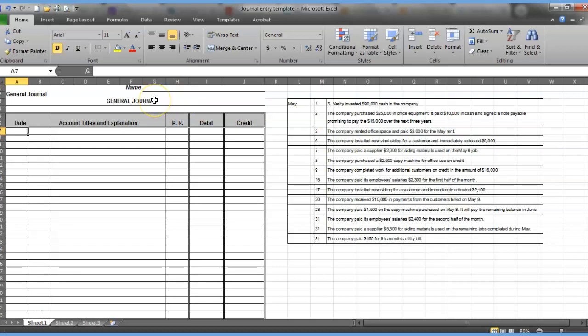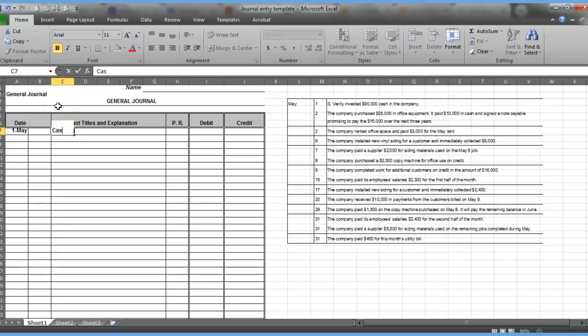So on the 1st of May, I'm going to say May the 1st, and I would probably do better to say 5/1, which is a little bit easier, and I'm going to leave that space blank. It says S invested $90,000 in cash for the company. So basically what this person is doing is investing money into the company. So the company's books will be the entries that we'll be recording. So know which side of the fence you're on. So we are, as a company, receiving $90,000 in cash to start the company.